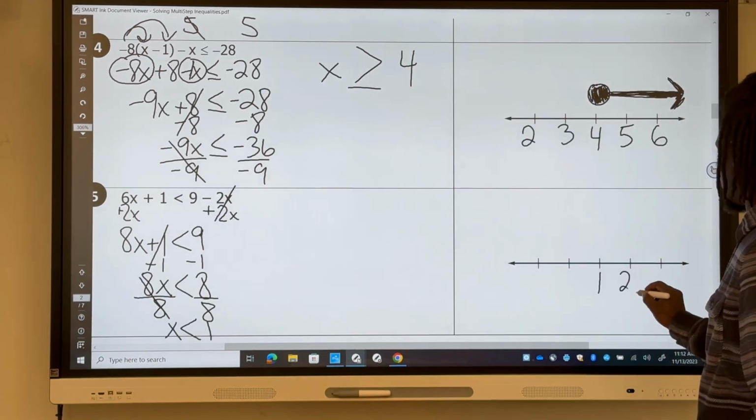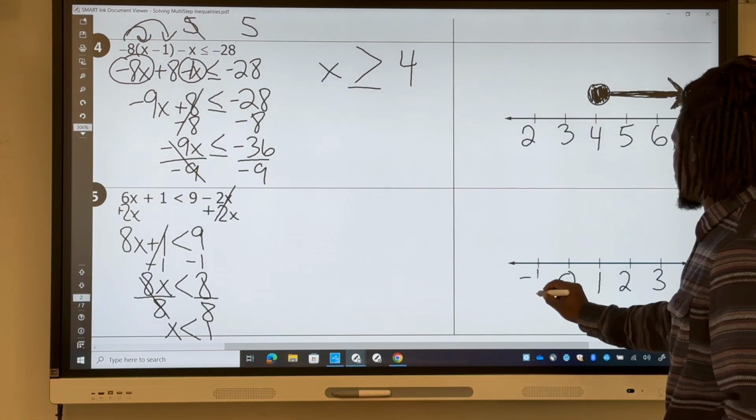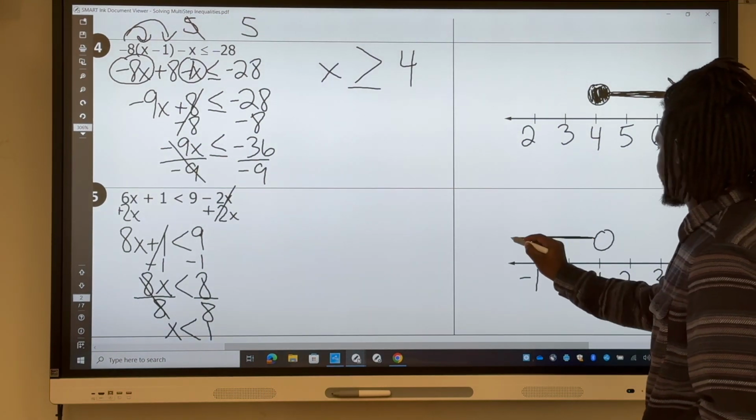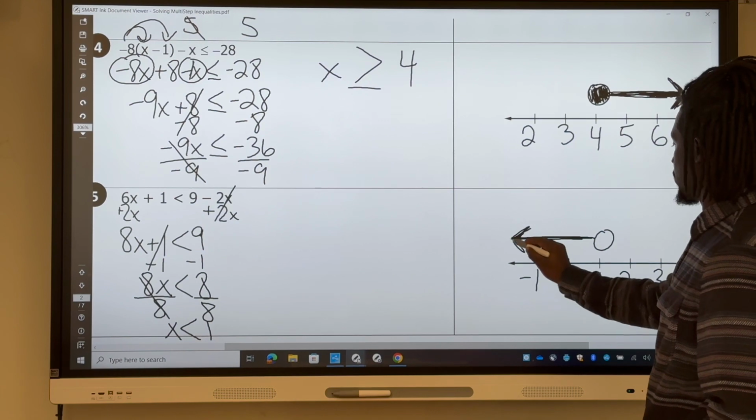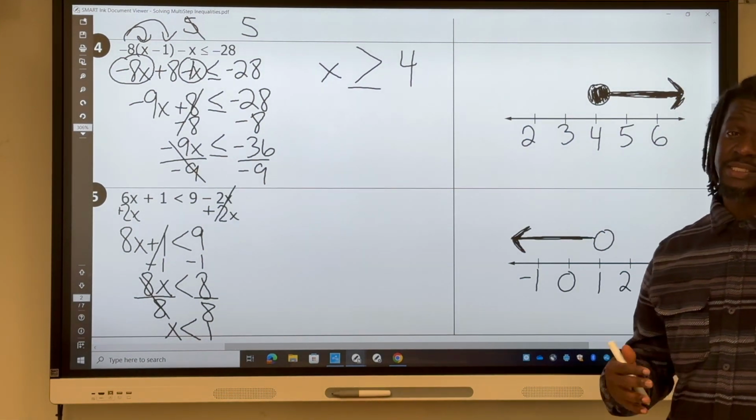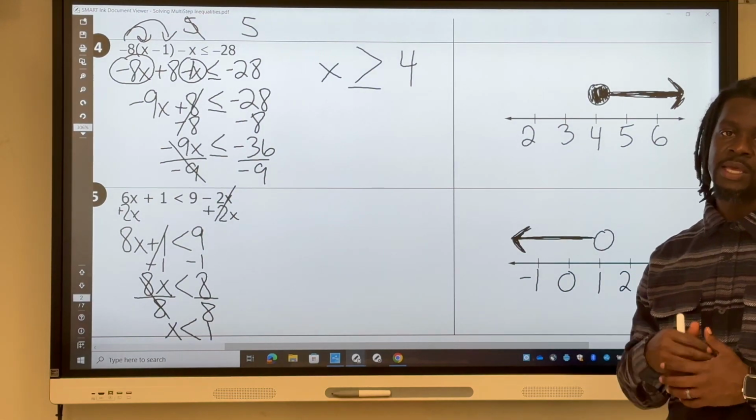Put the 1 here. 2, 3, 0, negative 1. Open circle. Less than. Hopefully this has helped you in solving multi-step inequalities.